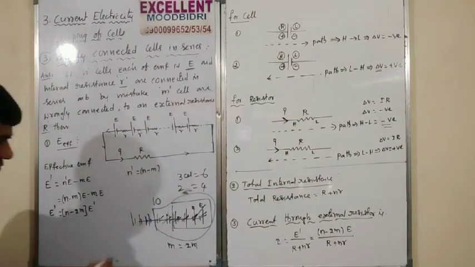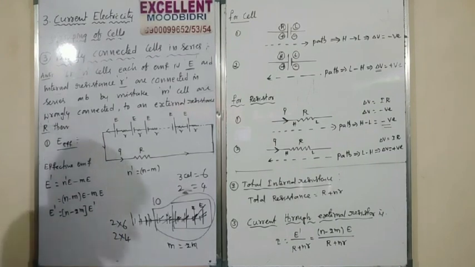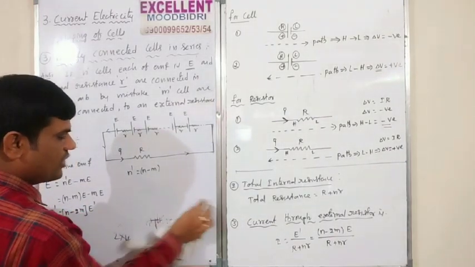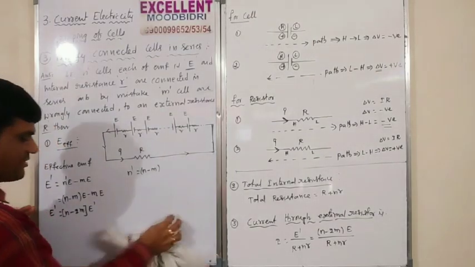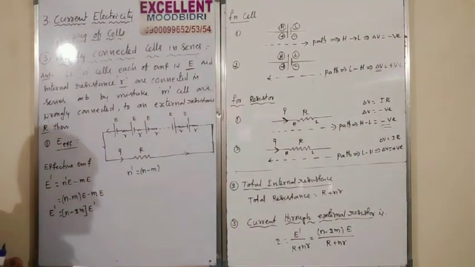4 cells means 4 into 2. 6 cells means 6 into 2. Like that, twice the number of cells will get damaged. That means twice the cells can collapse. Alright, the remaining cells' EMF is equal to how much? That is my question.